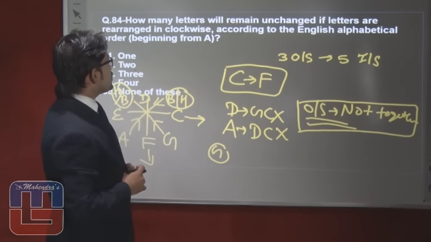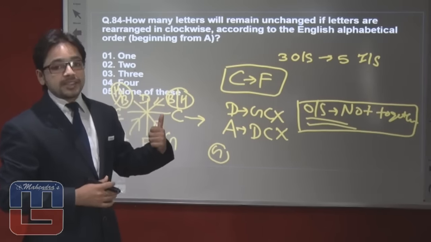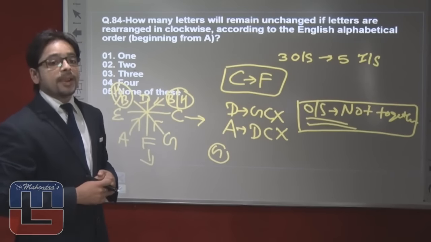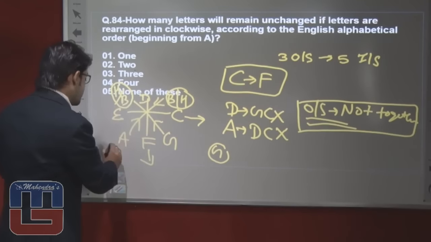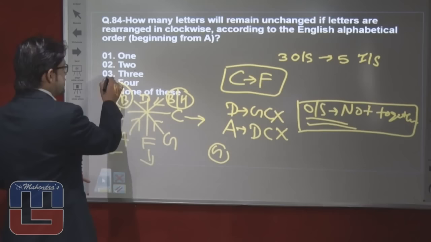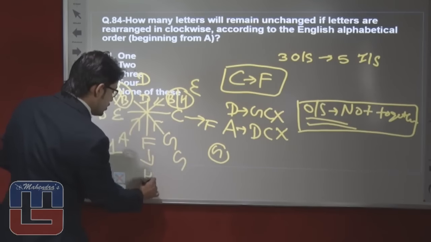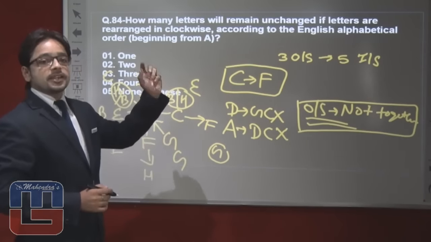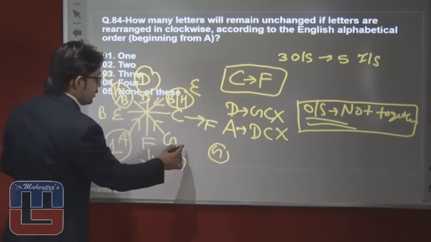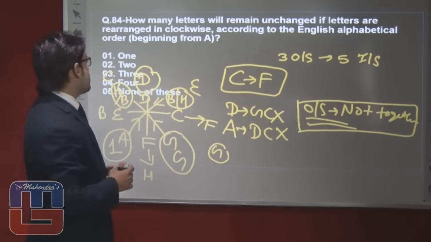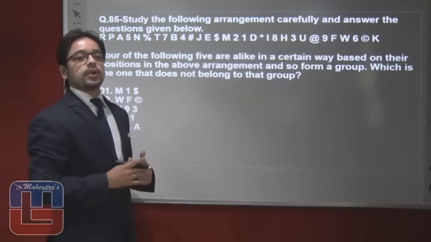In this question, the examiner wants to know how many letters will remain unchanged if letters are rearranged clockwise according to the English alphabetical order beginning from A. Beginning from A, we have to move clockwise: first A, then B, then C, next D, E, F, G, H. Now you have to realize the position of how many letters will remain unchanged. Only three letters are unchanged. So the right answer of this question will be option number third, that indicates 3. That's all about this seating arrangement question. Next question you can see here.